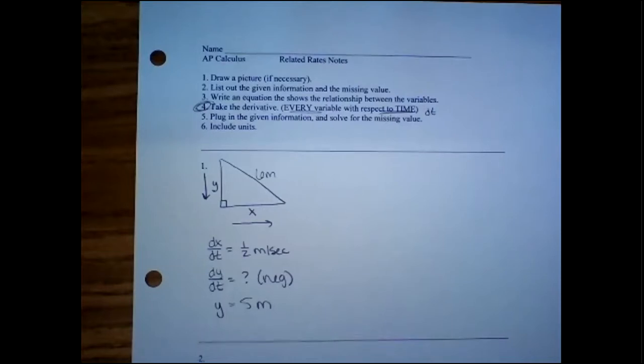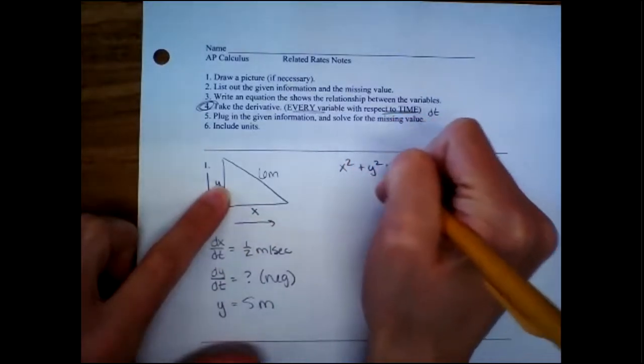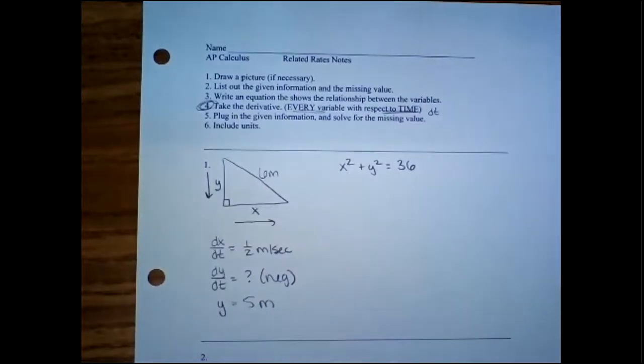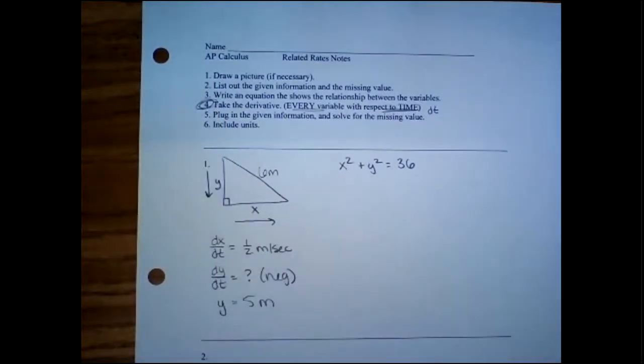Okay, now you need a relationship between the variables. It's going to be the Pythagorean theorem. So it will be x squared plus y squared equals 6 squared, which would be 36. You can just write 6 squared. And then you do the derivative. It's the most important step. It's actually the only step that is calculus. The rest of it's not calculus. The rest of it's just listing out information and plugging stuff in. So it's the most important step.